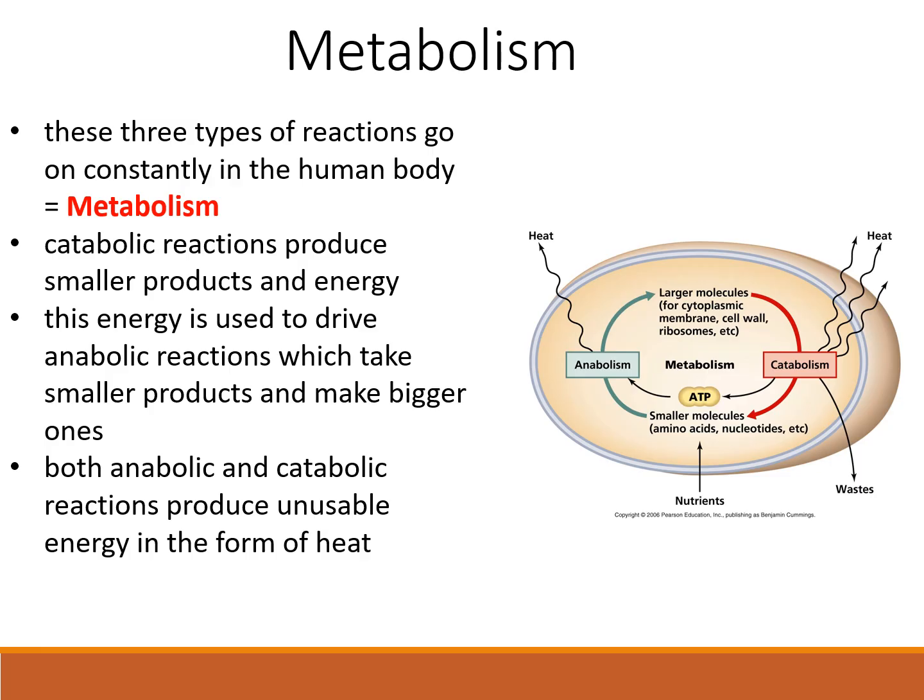And that energy that we make through catabolic reactions is used to take smaller molecules and add them together to form bigger ones. So that ATP, that energy, is used to drive anabolic reactions. Both anabolic and catabolic reactions are going to produce unusable energy in the form of what we call heat. This heat is released into the system, and it's what produces our internal body temperature. So metabolic reactions create our internal body temperature. And then finally, you'll also see that catabolic reactions will generate what are referred to as wastes, which are, again, products that the body cannot use and will try to eliminate in some form.